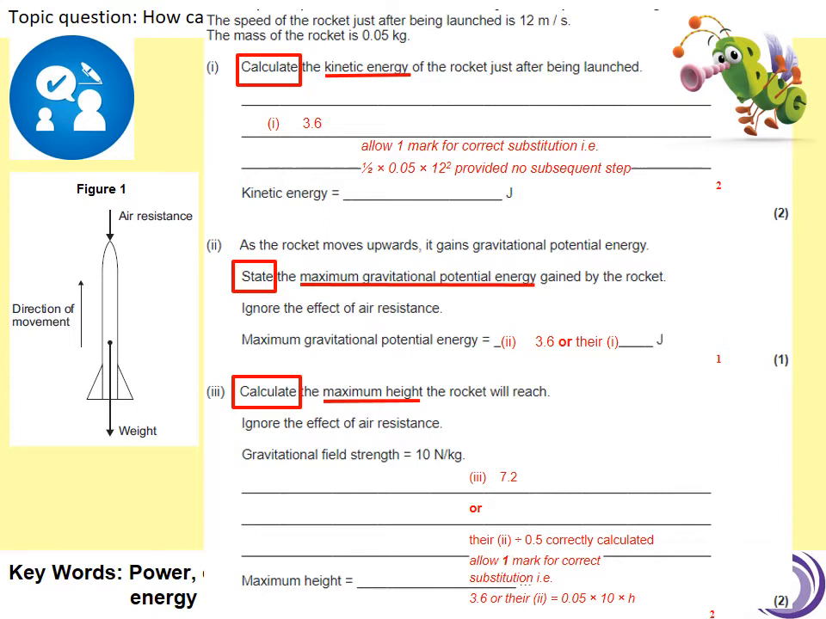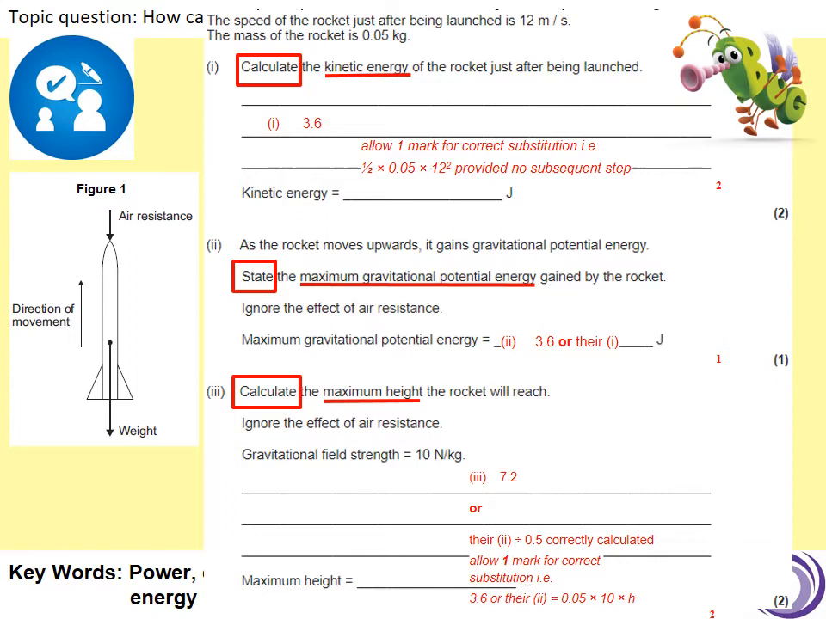Part 2, it's your maximum gravitational potential energy. So that kinetic energy, imagine all of that is transferred into your gravitational potential energy. We're ignoring air resistance, so we're ignoring any frictional forces. So you would write the same answer you had for part 1.